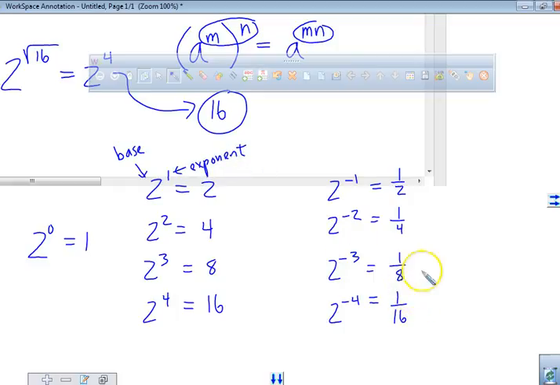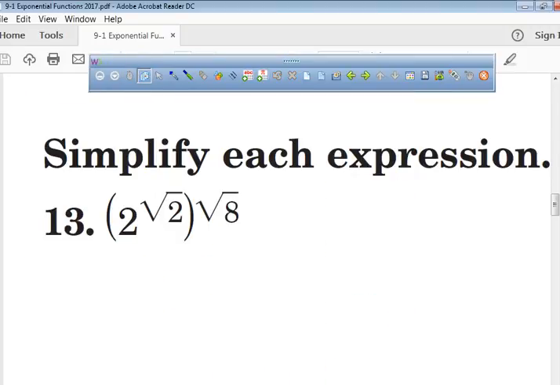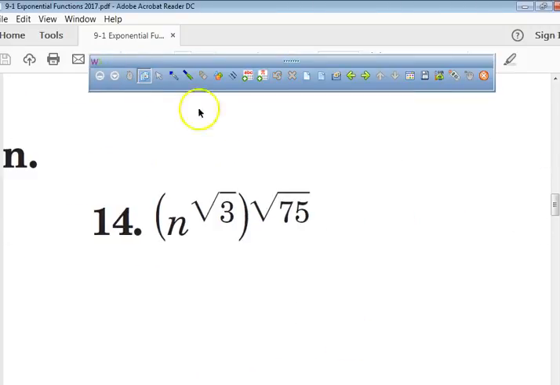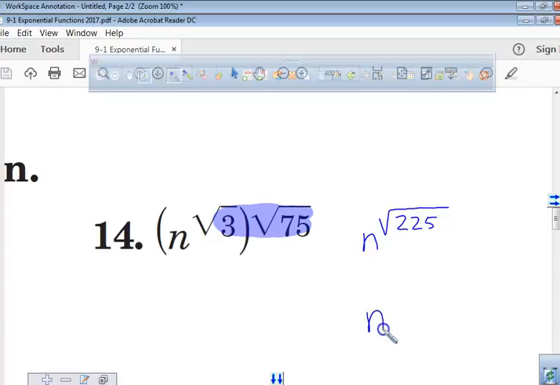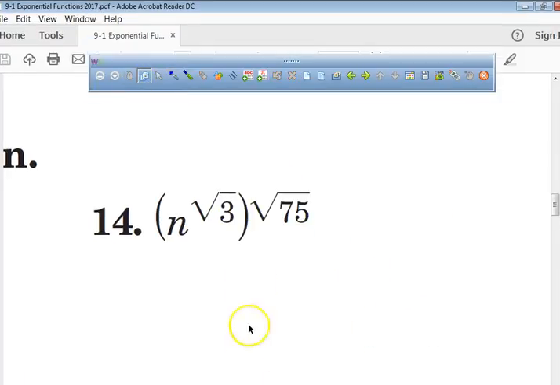Okay? So, continuing on with this investigation, let's go to problem number 14. Do we have a power to a power in this particular case? Yes. Which means we're allowed to take 3 and multiply it by 75, which gets us the product of 225. So we have the square root of 225, which is the number 15. How much have we used the calculator thus far? 0. We're going to keep going without the calculator.